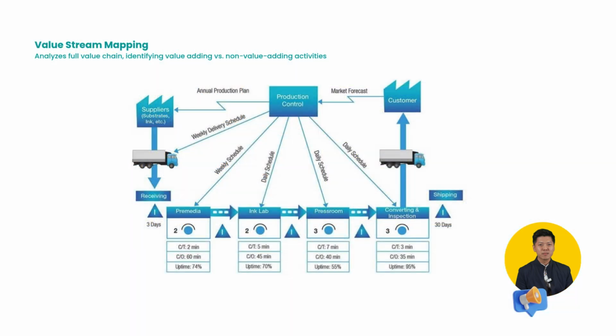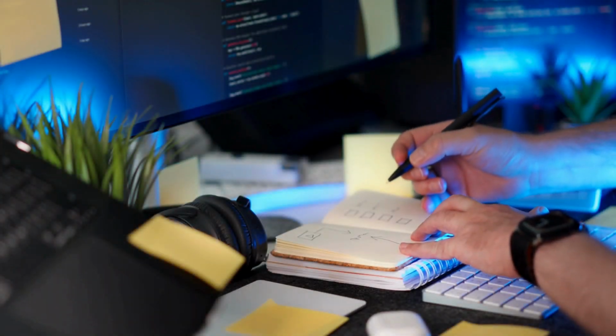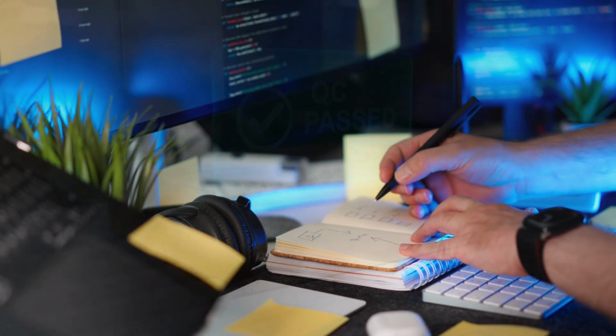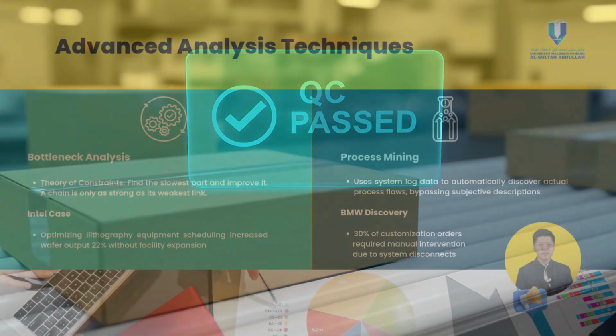The power of these tools is real. For example, when Siemens used swim lane diagrams, they discovered redundant quality checks that were adding 15% to their production time. By eliminating this waste, they achieved a 12% reduction in their overall cycle time.